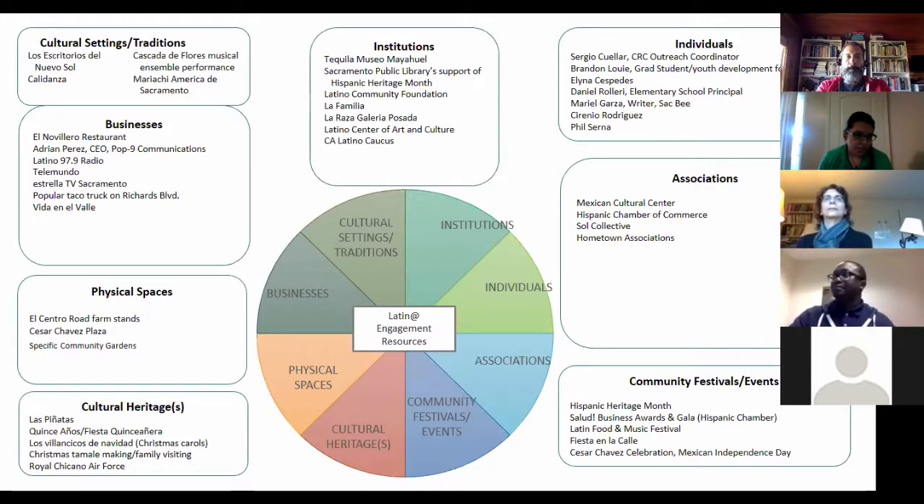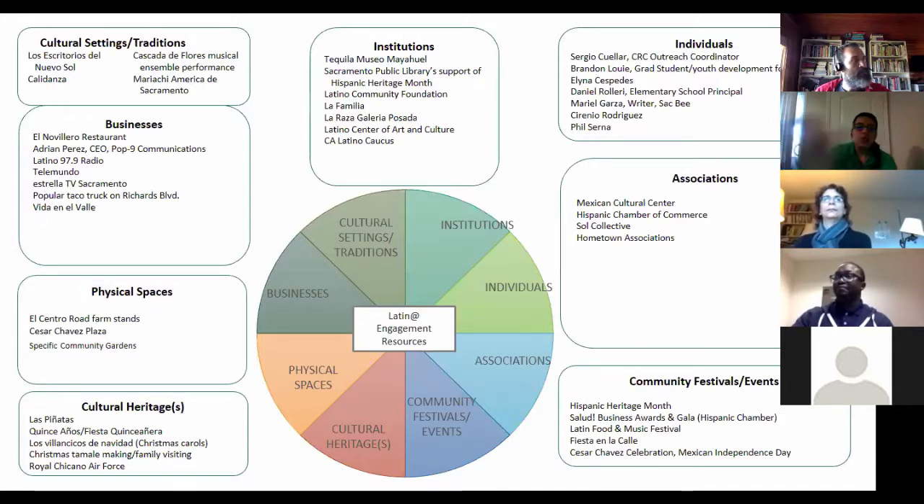Then physical spaces, some of which were harder to complete. Depending on the community that you live in, there may be some of them, or maybe not a lot. Sacramento has specific community gardens that are better attended by Latinos. There is also Cesar Chavez Plaza, which is frequented by Latinos. And there are some farm stands on El Centro Road. And then cultural heritage is also one of the hardest. For example, some of the traditions we saw when working in Sacramento were the traditional piñatas, quinceañeras, or some Christmas carols around.